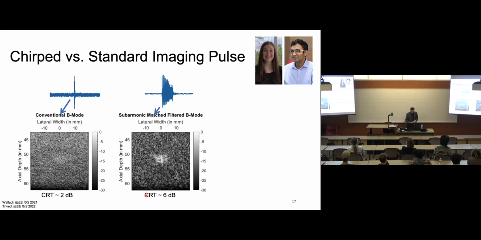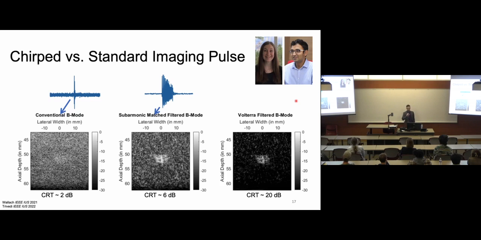Now, a colleague of mine at the Indian Institute of Technology Gandhinagar, Himanshu Shekhar, said, I think we can do even better. And so he ended up taking the same data, but adding in an extra layer of processing, which is called a Volterra filter. The Volterra filter further accentuates nonlinear detection of signals after the match filtering step. And so you can see here, we start to go from something where it's very difficult to detect a bubble to almost a tenfold increase in the contrast to tissue ratio.